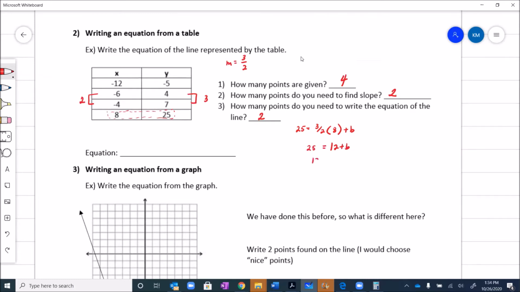Subtract 12 from both sides. I find out that my b is 13. So I know my slope, I know my y-intercept, and now I can write my equation. Y equals 3/2 x plus 13.